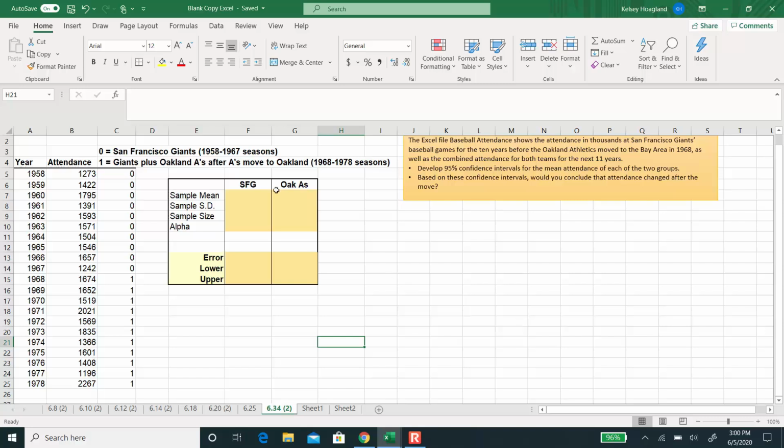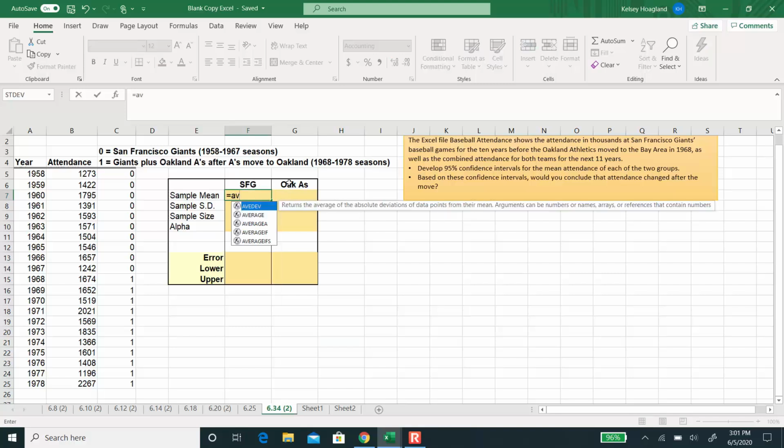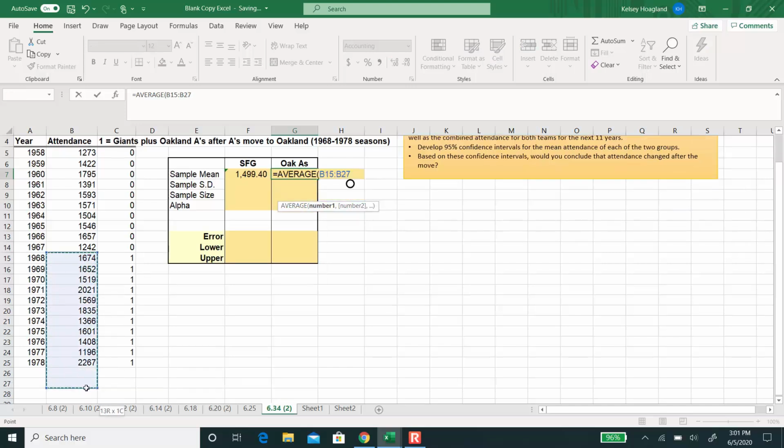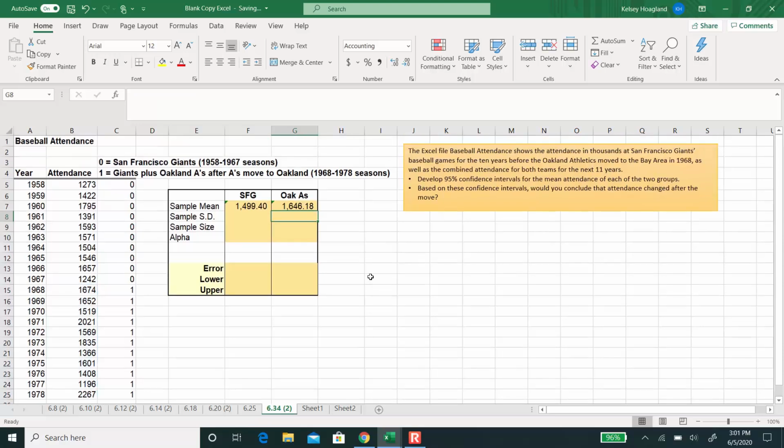So we'll start by finding the sample mean for both the Giants' original seasons and then after the Oakland A's came. For the sample mean, we use average as our equation and then highlight all the rows that have the zeros next to them, because that signifies the Giants. We get 1,499. Now we do the same thing for the A's. We do average, and we get 1,646.